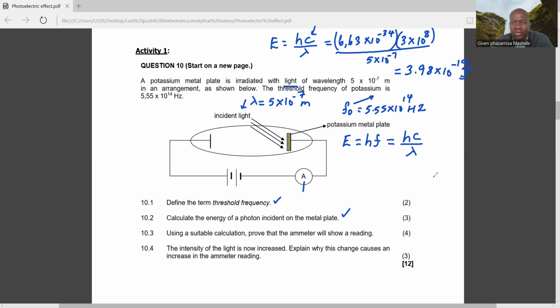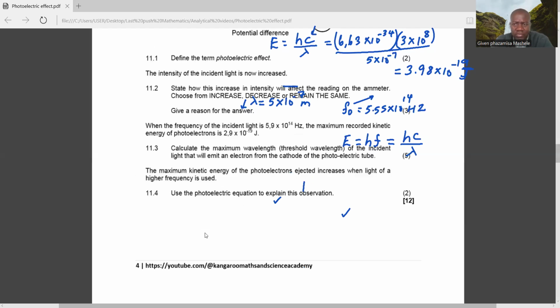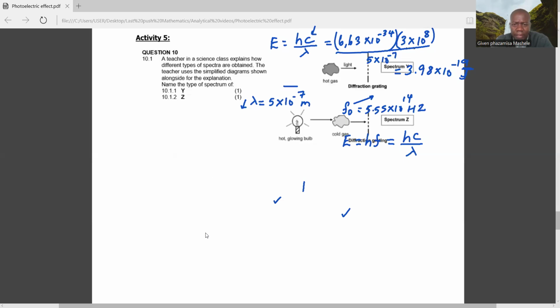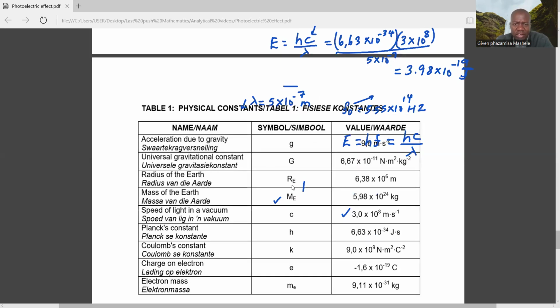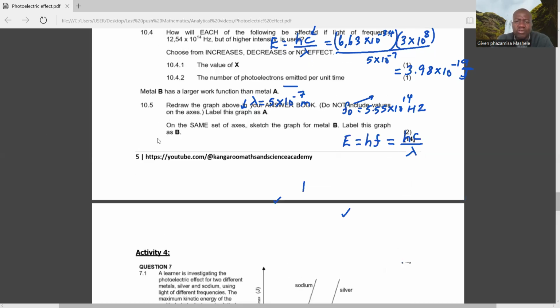Now, where did I get Planck's constant and the speed of light? From the formula sheet, actually the physical constants table. You'll see that we have the speed of light in a vacuum, which is 3 times 10 to the power of 8 meters per second, whereas Planck's constant is 6.63 times 10 to the power negative 34. I believe you are following. Let's now go back to the question.